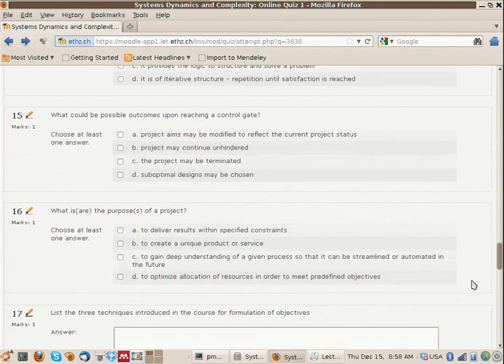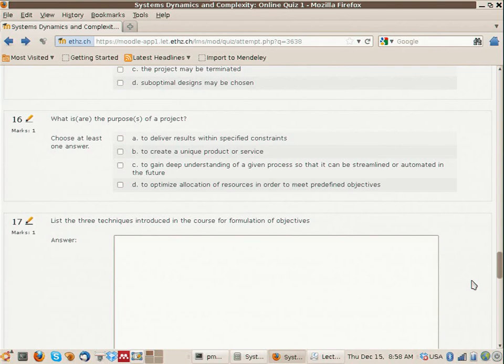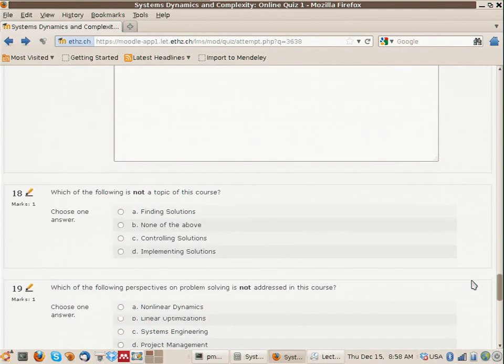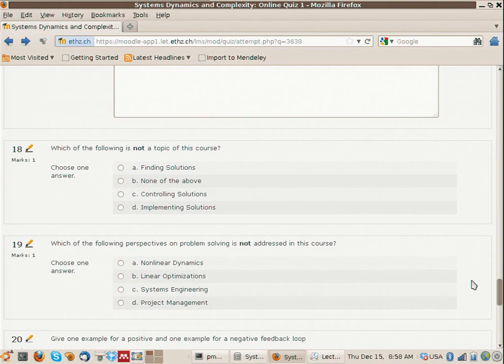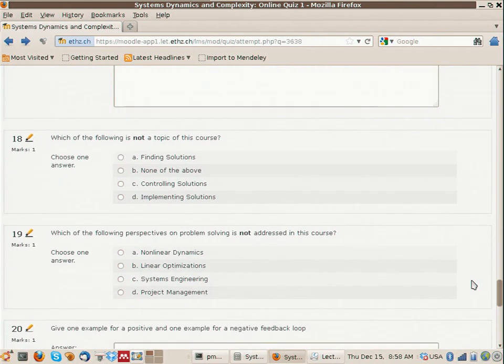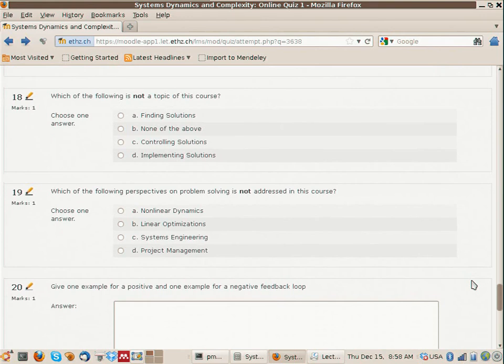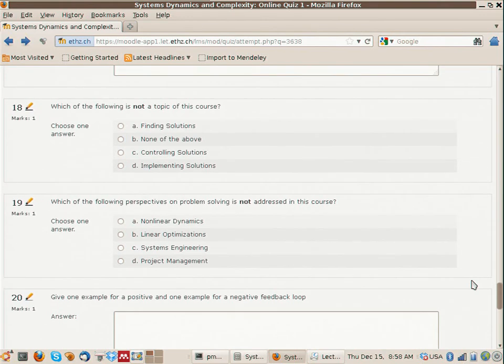All right. What is the purpose of a project? I think there was a bullet point about this in the slides. Techniques, bullet point. Which of the following is not a topic of the course? Okay, so maybe I should slightly apologize for this question, although I don't find it too confusing. The answer is none of the above. Okay? So basically everything else is a topic of the course, which means that what is not a topic is none of the above.